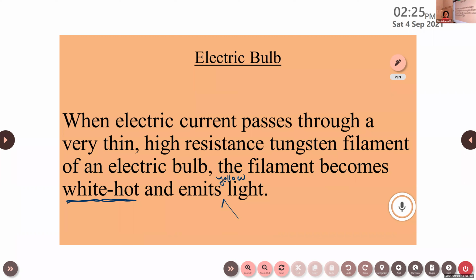So this type of incandescent or filament bulb consumes more electrical energy as compared to the other bulbs. That is why the KSEB did not promote the use of incandescent bulbs. Actually, they banned the use of this incandescent bulb. Nowadays, do we use this type of filament bulb in our homes?